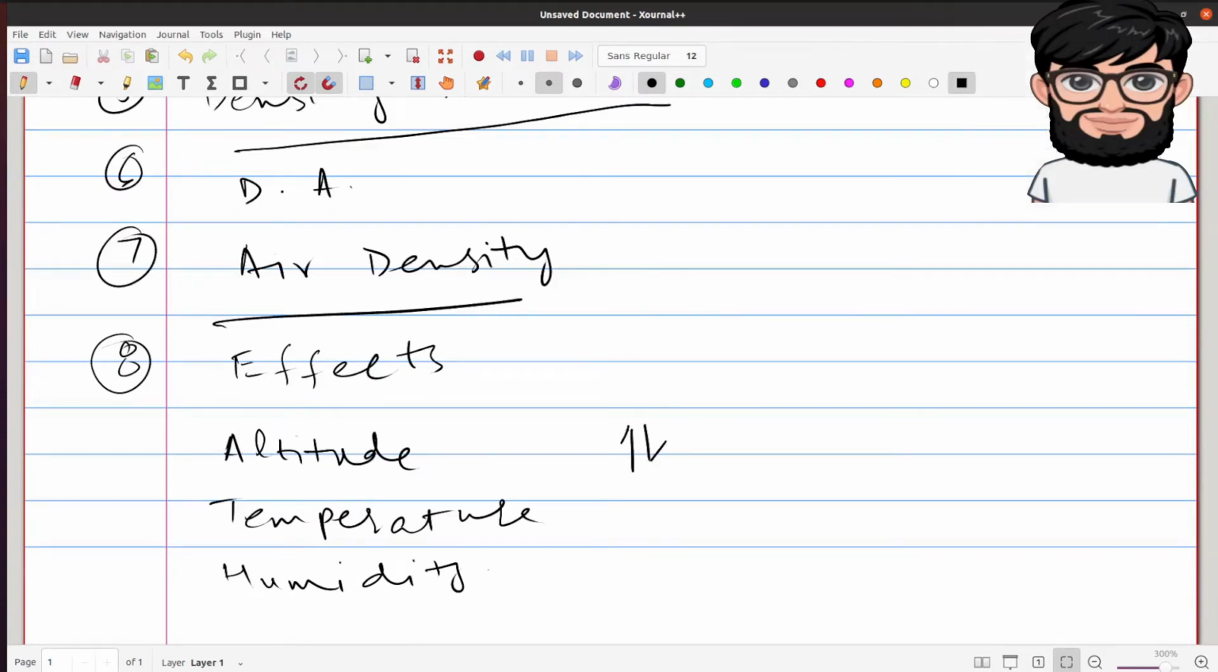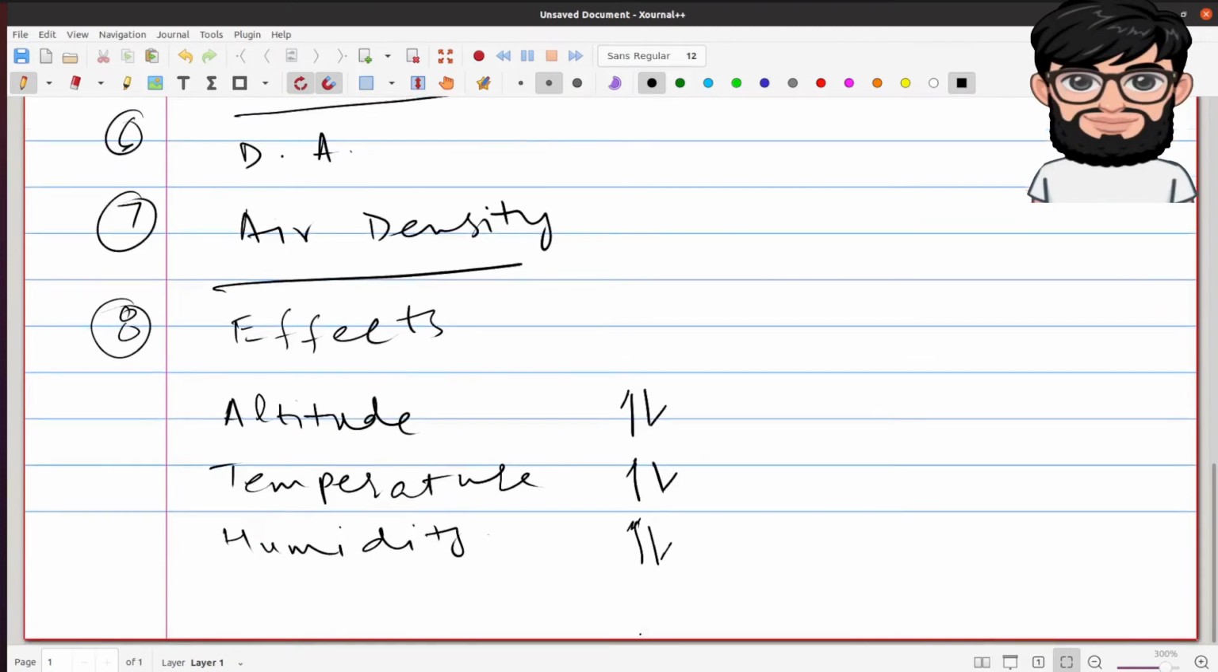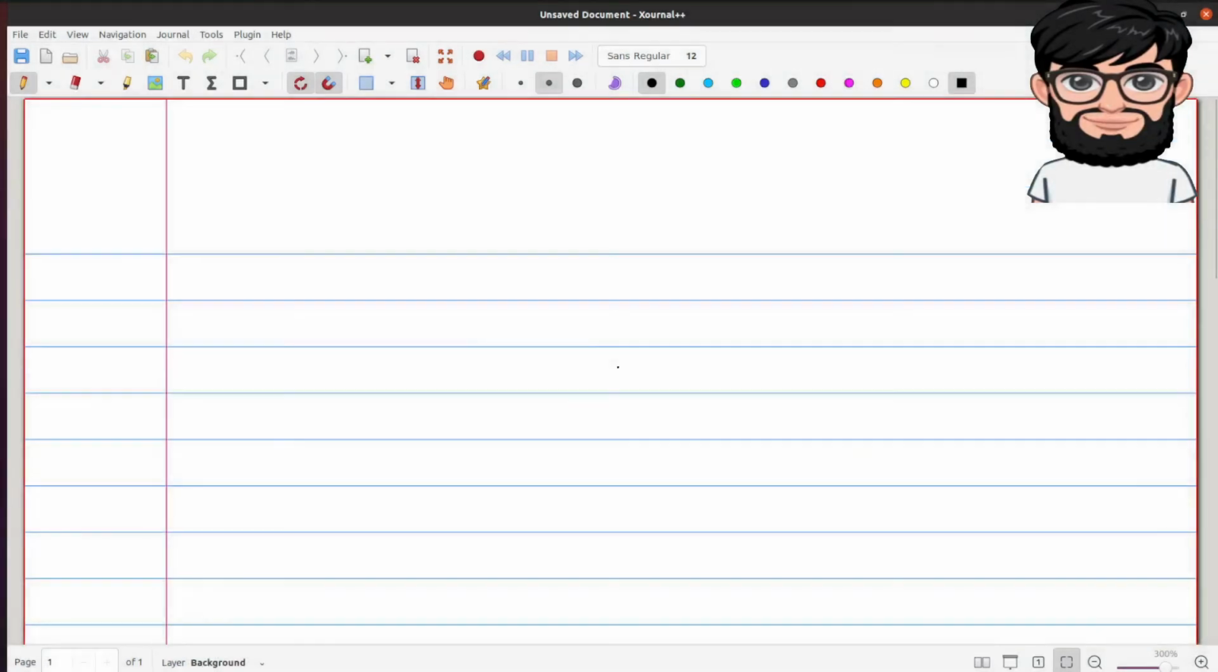The next thing we wanted to cover is temperature. The warmer the air, the less dense the air is going to be. And humidity, again, is inversely proportional: more humidity, and we are going to have less air density. So air density is good. We need air density for better performance, but all these factors are inversely proportional to air density. Okay.